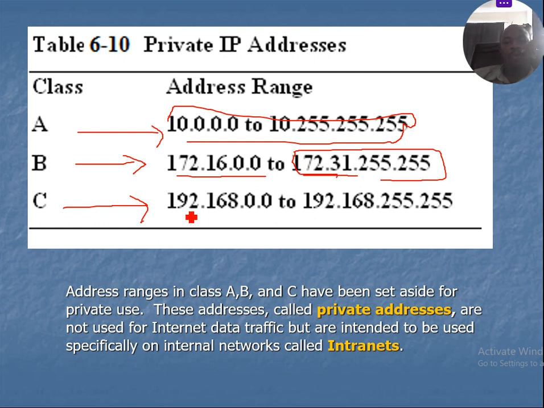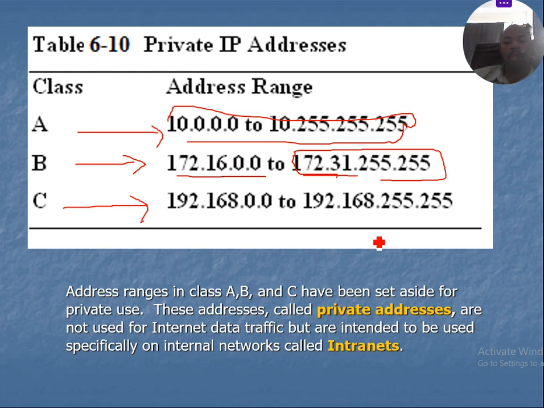For class C, it ranges from 192.168.0.0 up to 192.168.255.255. So this is easy to comprehend, because this one for class C starts from 192.168.0.0. They are only assigning these ones up to 255.255. Is that okay?